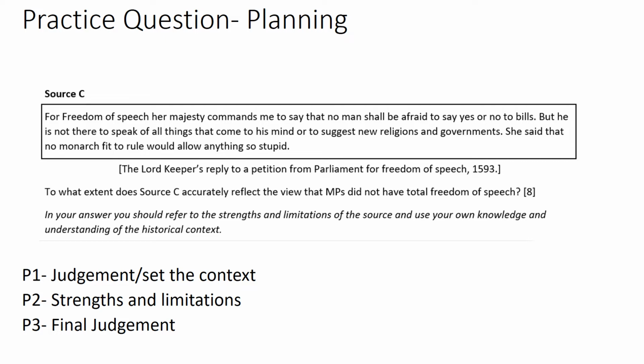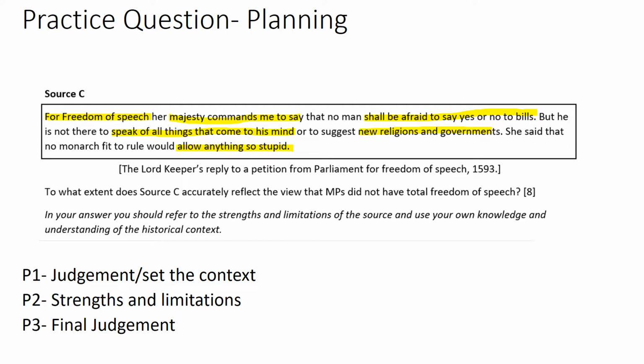So here we're looking at our source. So let's have a look. What we want to do is break apart the source into some more manageable chunks. So we'll look at what he means when he says, "For freedom of speech, Her Majesty commands me to say that no man shall be afraid to say yes or no to bills." He's not there to speak of all things that come into his mind. What does he mean when he talks about new religions and governments? And Elizabeth says, no monarch fit to rule would ever allow something so stupid. So we've got to look at those individual statements in isolation and just try to figure out what our Lord Keeper is trying to tell us.